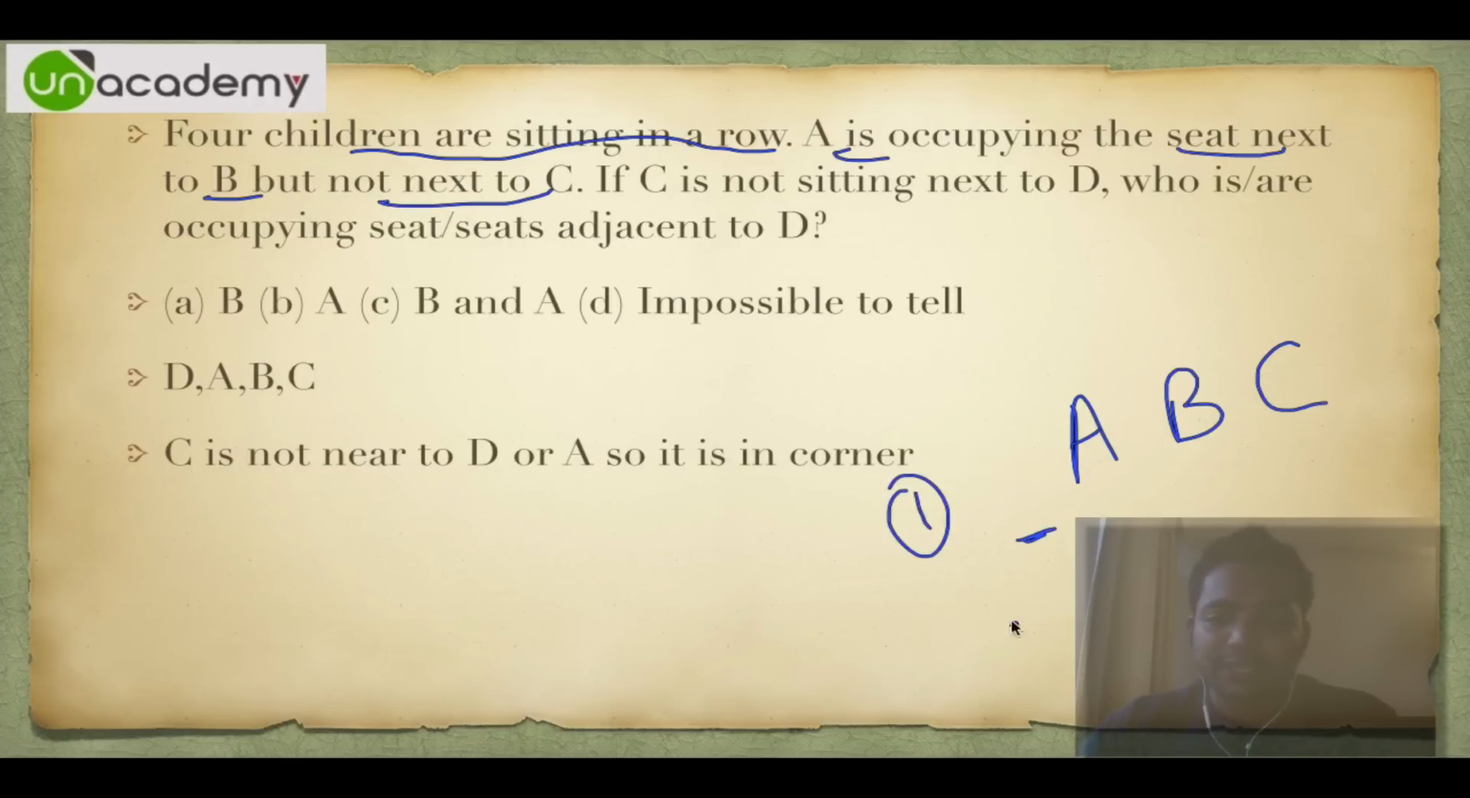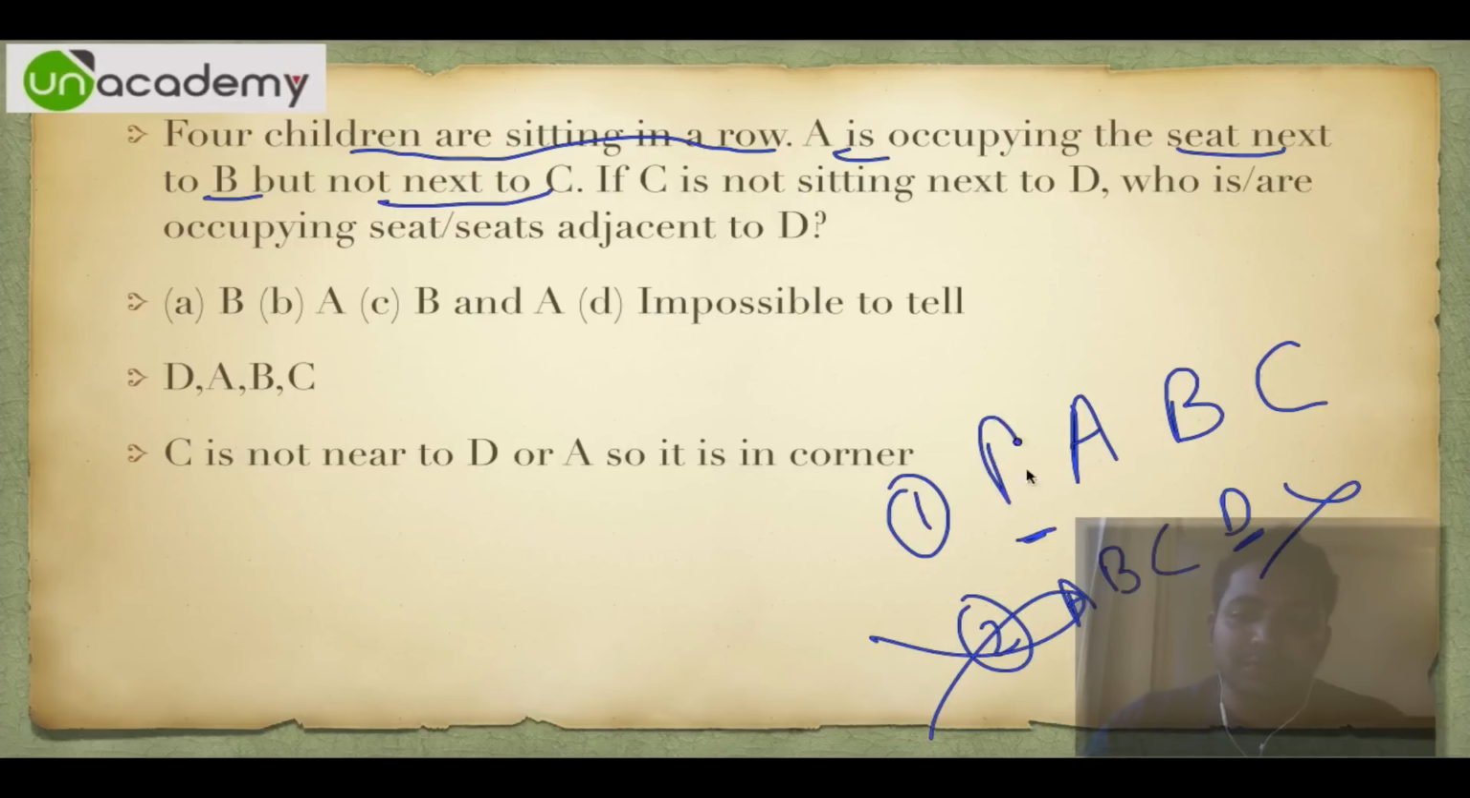By the first condition, it can be either this or, let's say, A, B, C or this. These are the only two options, right? Not another option. You can switch between B and A, but that doesn't matter. So if C is not sitting next to D, this cannot be possible, right? So this is gone. So this is the only possible option now. So who is occupying the seat adjacent to D? The seat adjacent to D is occupied only by A. So the answer is A, not B and A.